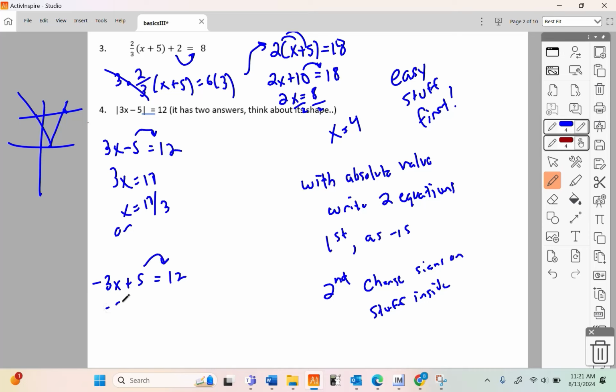We subtract 5. 12 minus 5 is 7. We divide by negative 3. And our answer is negative 7/3. There you go. Which is kind of what I was saying. I said I had an x value that was positive and I had an x value that was negative.